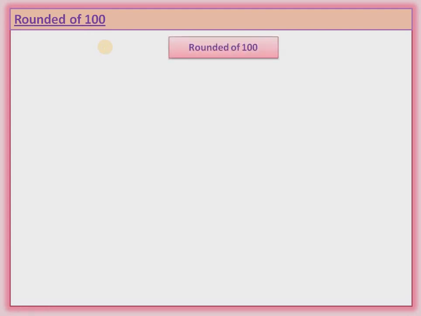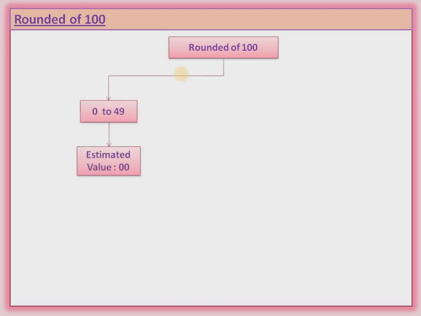Now look at this side. It is also divided into 3 categories. Category number 1, the numbers are 0 to 49. So the estimated value is two 0s. In category number 1 for rounding off to 10, the estimated value is only a single 0. Here for rounding off to 100, the estimated value is 00. Between which numbers will its value become 00? 0 to 49. So this is category number 1.